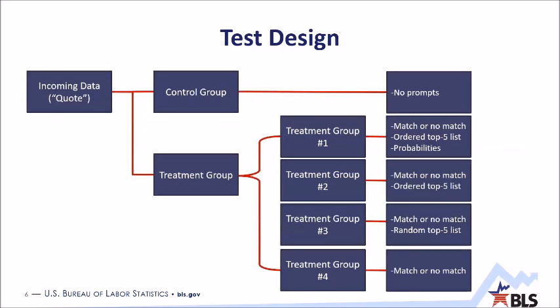This diagram here shows how the random assignment would work. When assigned to a control group, the participant would not receive any output from the machine learning algorithm. But when assigned to one of the treatment groups, the participant will receive some variation of machine learning algorithm output.